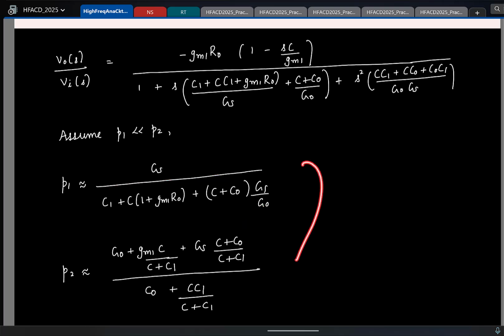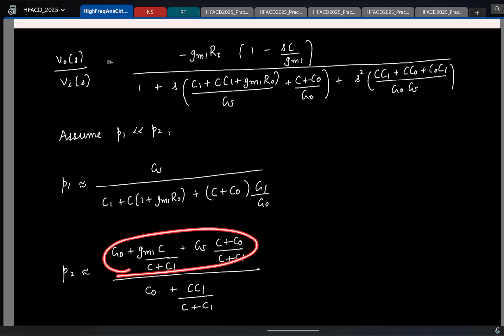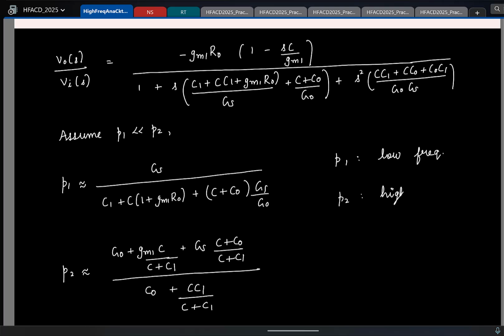So which of these two is at a lower frequency? Denominator of this fellow is larger. Numerator of this fellow is larger. Among these two, which is higher? P2 is higher. So at least now we know P1 is the low frequency pole and P2 is the high frequency pole. So which means the assumptions we made were fine. Put a smiley face.